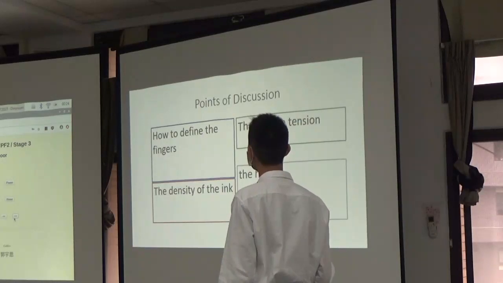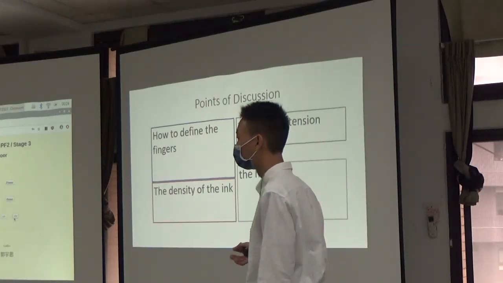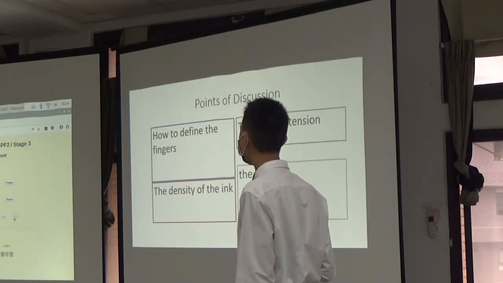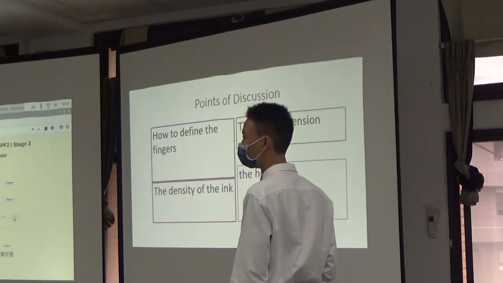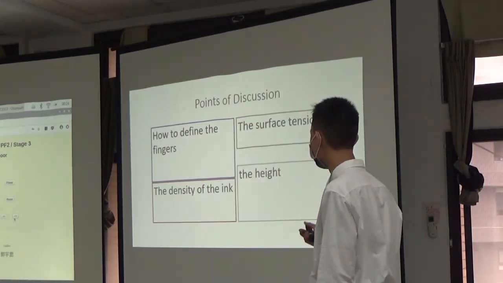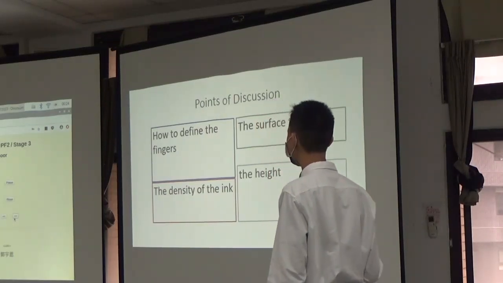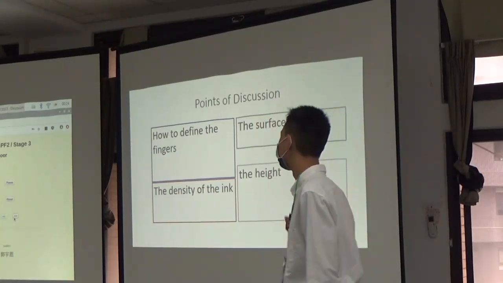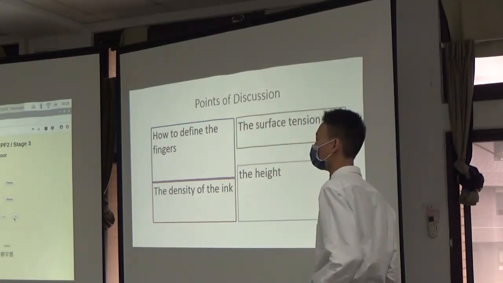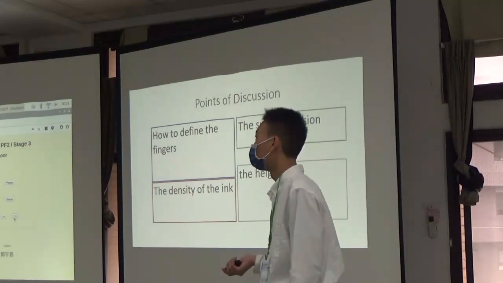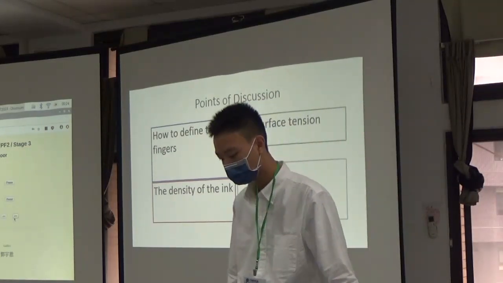So for the points of discussion in the next 10 minutes, I want to figure out how to define the finger more clearly. I also want to understand more about the surface tension and the height that influence the results of the experiment, and the density of the ink. Other things like density might also influence the results, and that's it. Okay. Next page.